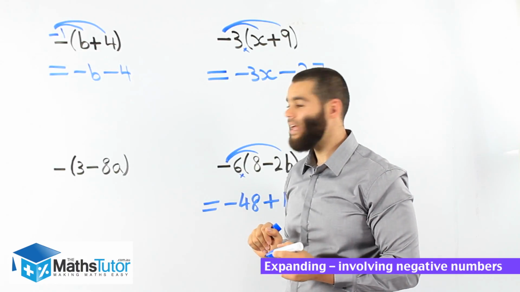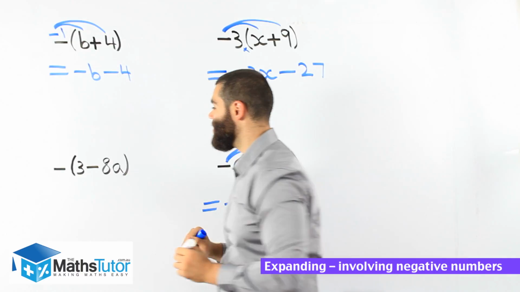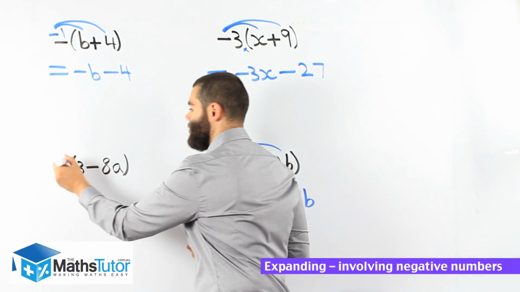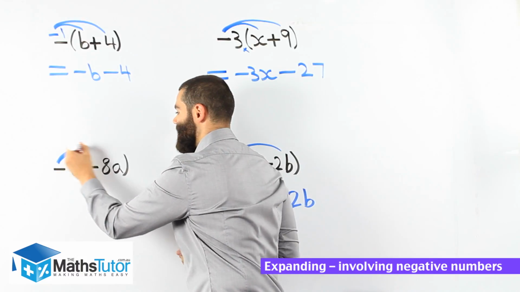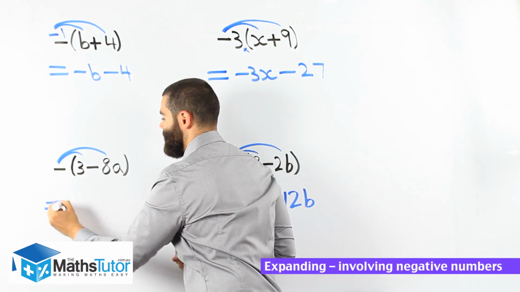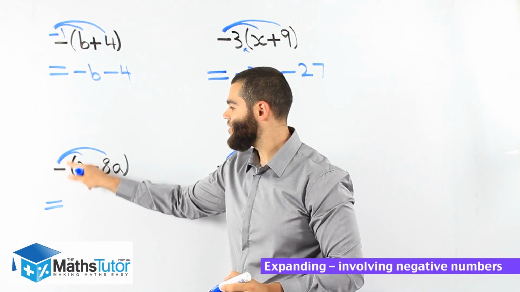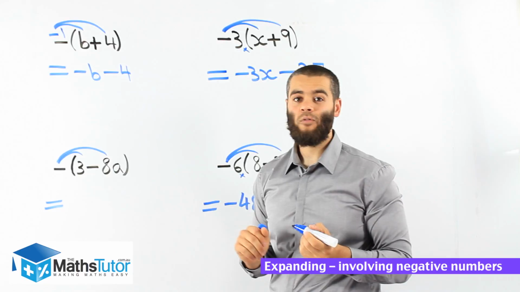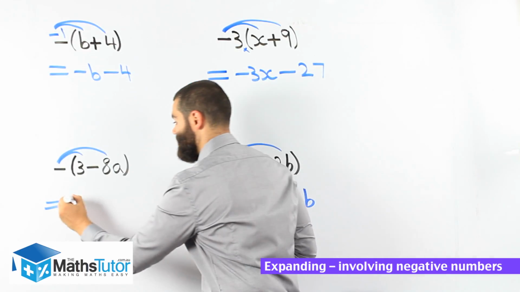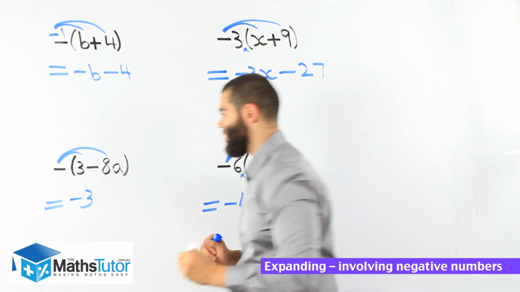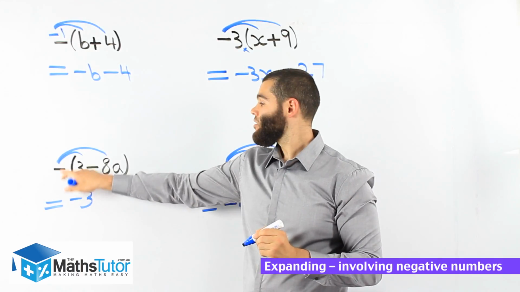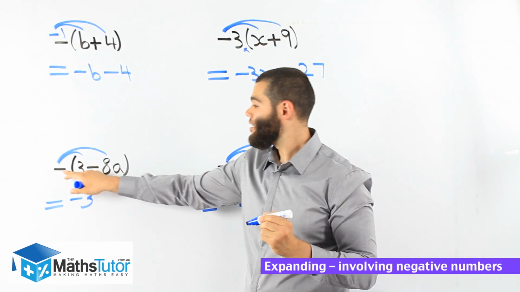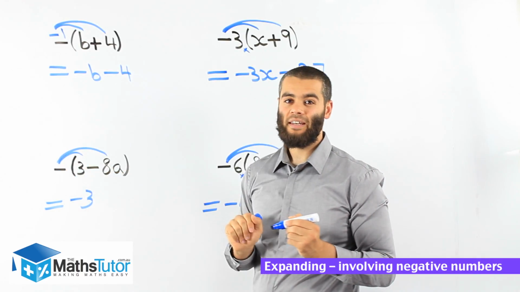Once again, we have negative. And then open bracket, 3 minus 8a, close bracket. We're asked to expand. So we're going to multiply the outside with everything inside. And we know there's a negative 1. It's invisible. So negative 1 times 3. Negative 1 times 3, negative 3. Negative 1 times negative 8. Two negatives. Negative 1 times negative 8.